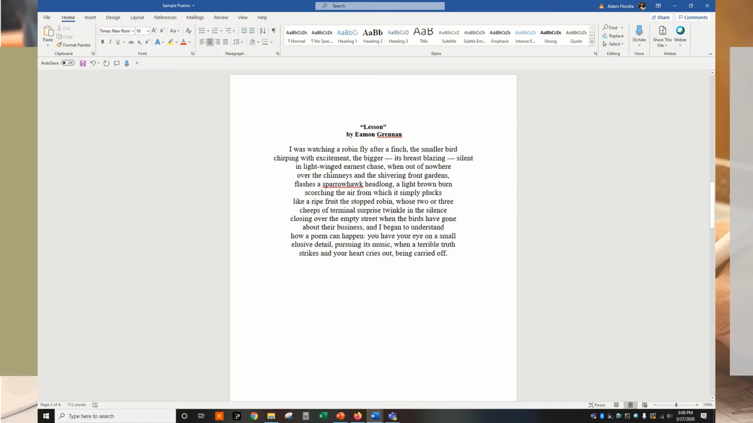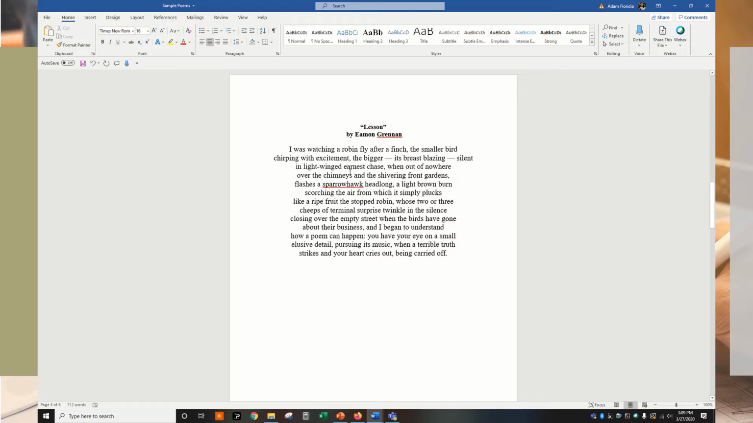And then other things I notice. "I was watching." It's a first-person poem. A narrator is watching something. "I was watching." There's alliteration of the W sound. "A robin fly after a finch." Fly and finch, alliteration of the F sound. "The smaller bird chirping with excitement." Nice imagery. Robin flying after a finch, chirping with excitement. Sounds peaceful, sounds calm, sounds upbeat. "The bigger, its breast blazing." A lot of B alliteration there. The word blazing is interesting.